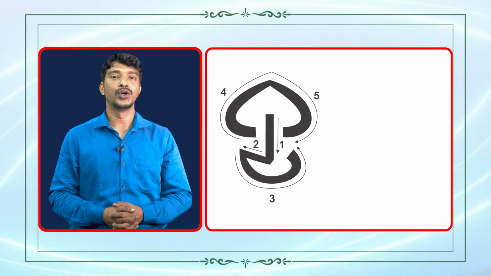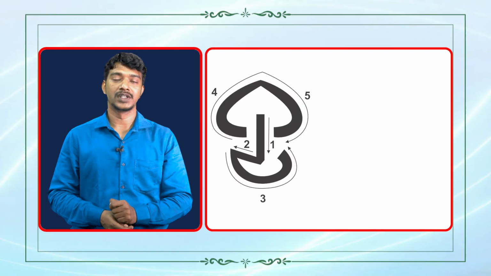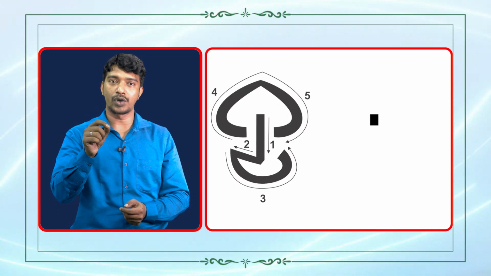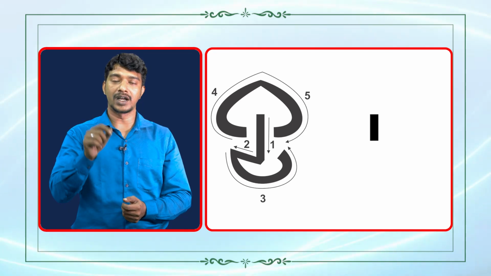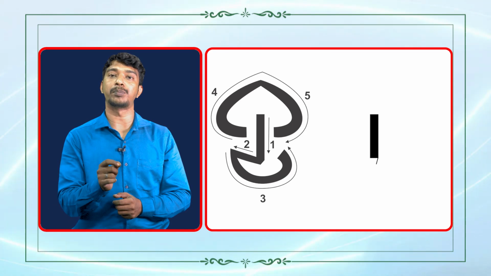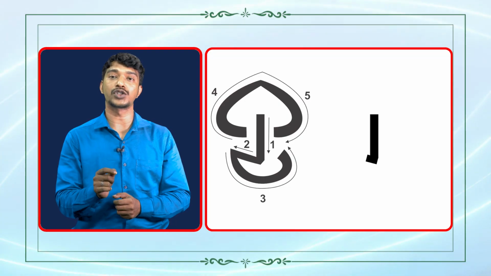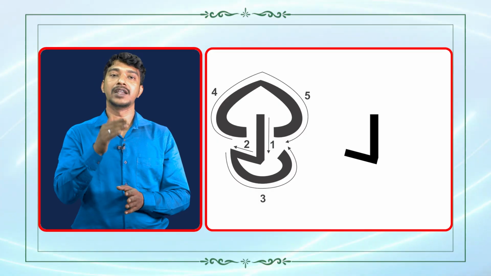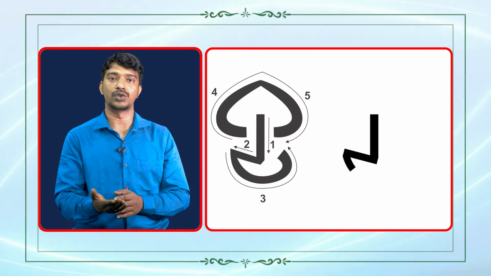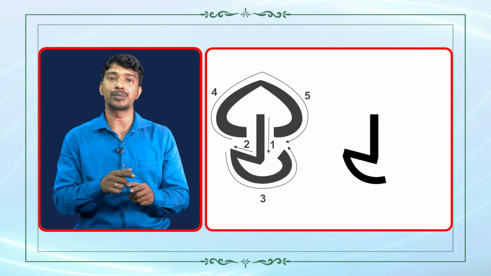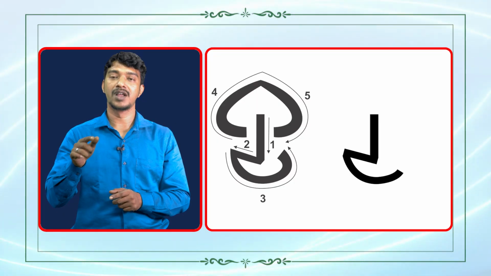Dear learners, to write Ud, in the first step, we will draw a vertical line from the top. In the second stroke, start from the end of the first line and draw a small diagonal upwards to the left. In the third stroke, draw a semicircle from the left to the right up to the bottom upwards.